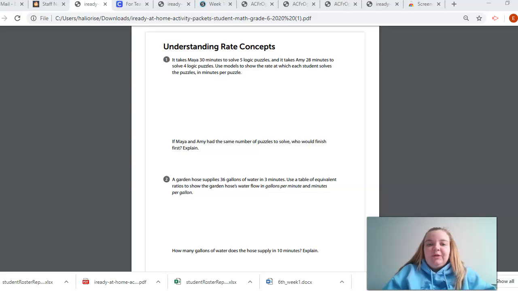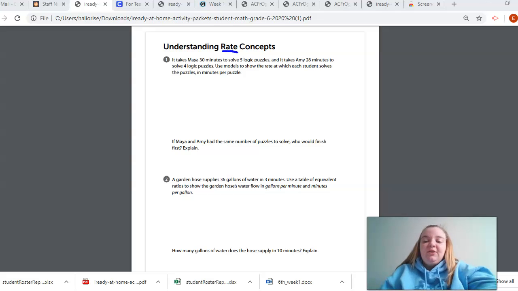Okay, so we're doing understanding rate concepts today. So we're talking about rates. Rate is just another type of a ratio. When we talk about rates, we want to make sure that we're using our units.